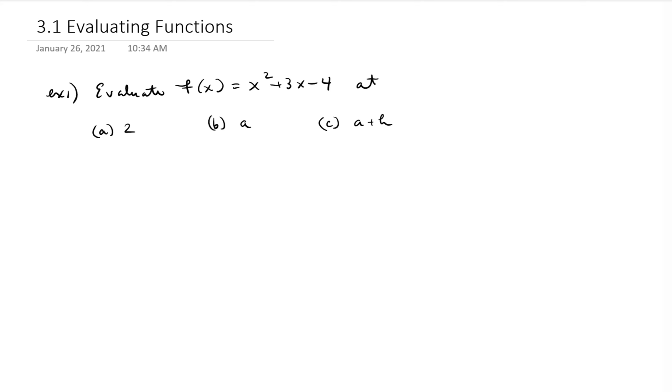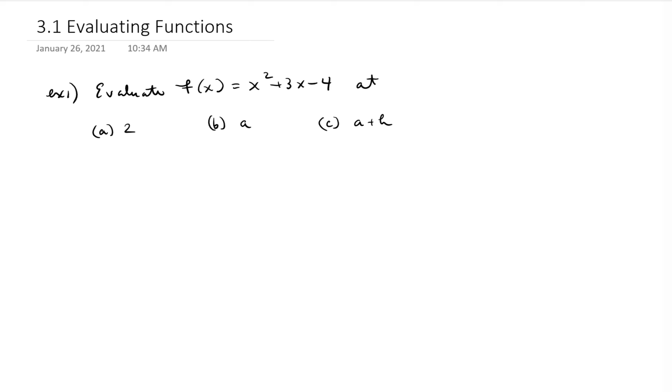Now we are going to start evaluating functions when we're given a formula for that function. So here, f of x is equal to x squared plus 3x minus 4. And we want to evaluate f at 2, then at a, and then at a plus h. So notice there's something interesting going on. We can evaluate f at an expression that's not an actual number, that replaces a number, but that's not an actual fixed number. So a is something that could be an arbitrary number.